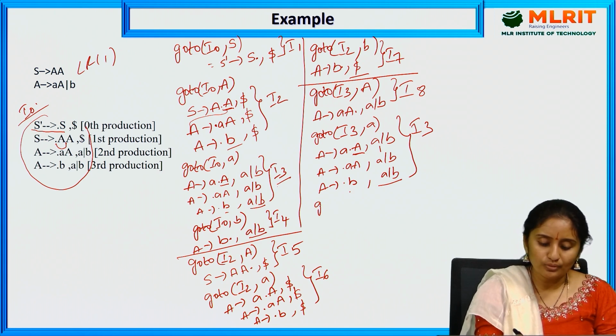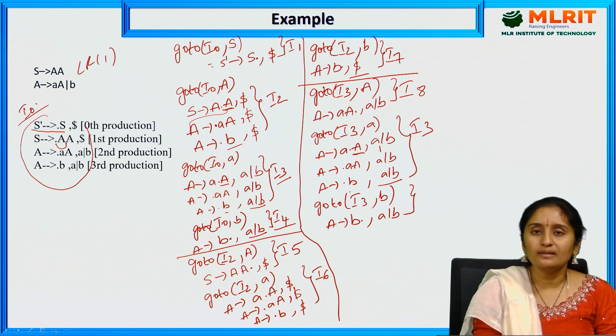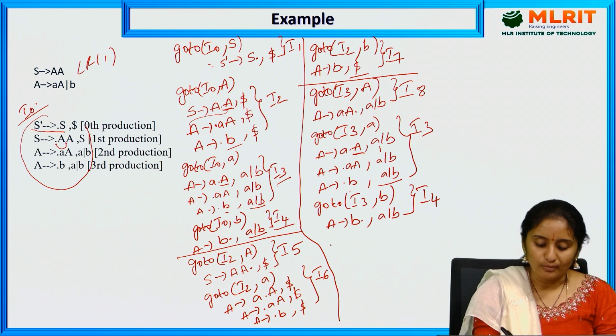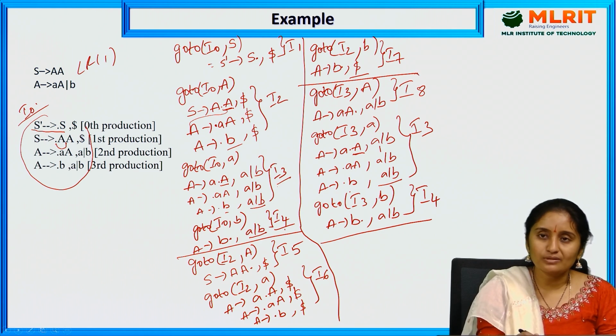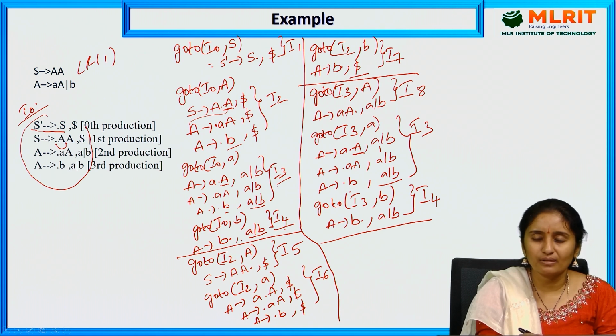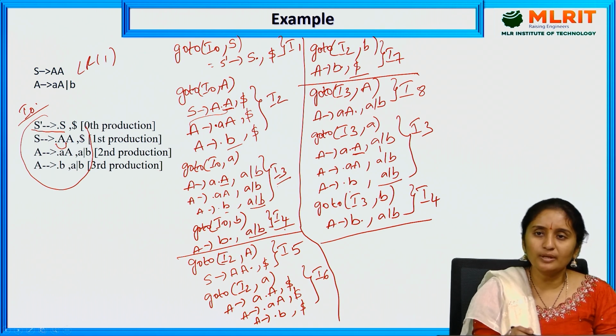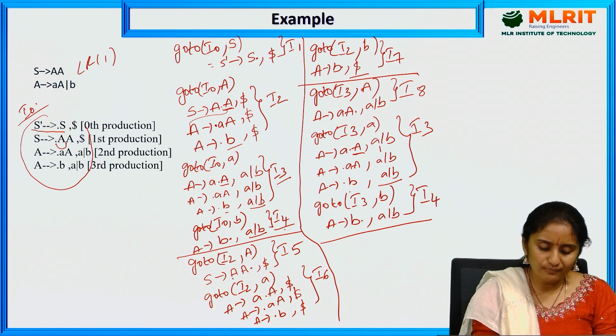Next go to I3 comma small b. A tends to B dot comma A by B. Which state is it? It is in the I4 state. I3 is completed: capital A, small a and B, so we have done reading all the productions of I3. Now check I4, B dot. It is also done, because after the dot there are no terminals or non-terminals. It is completed reading. Next go for I5, which is also completed.